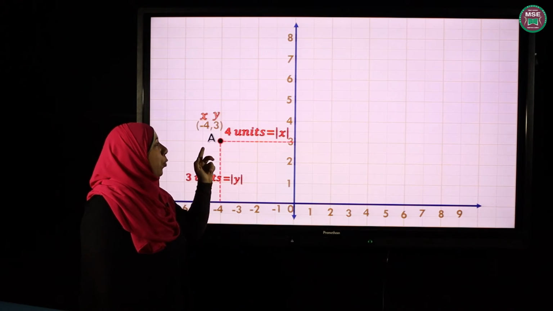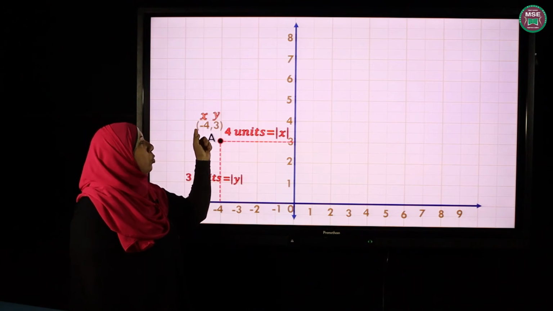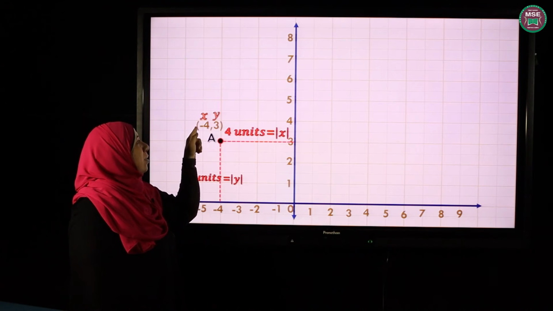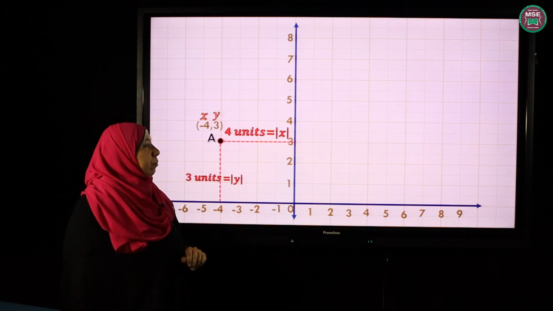And for the same point, the distance between the point and the y-axis is the absolute value of the point's x. So the x here is negative 4, so the distance will be positive 4.